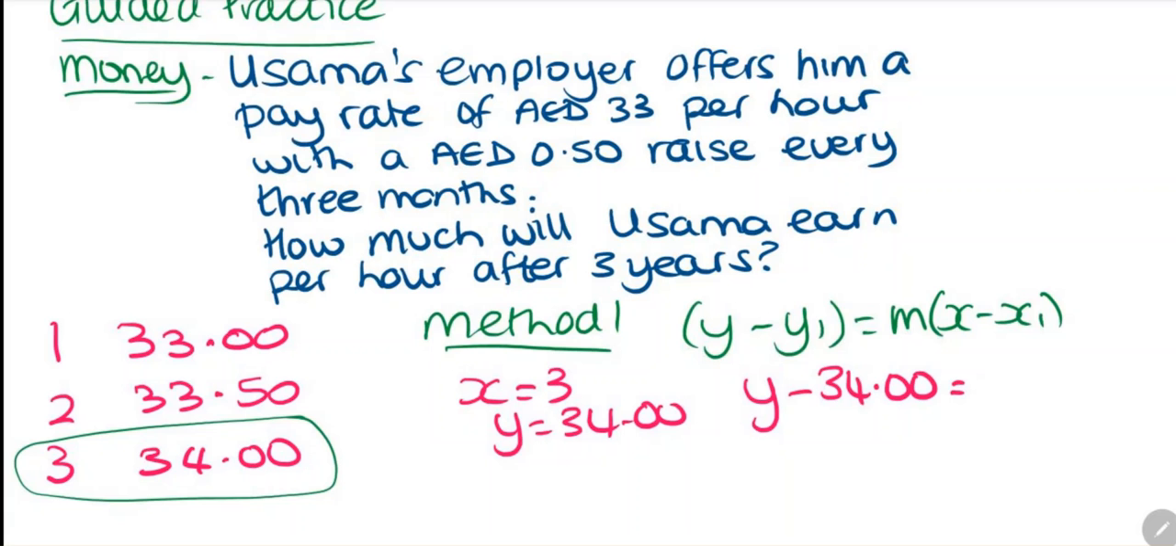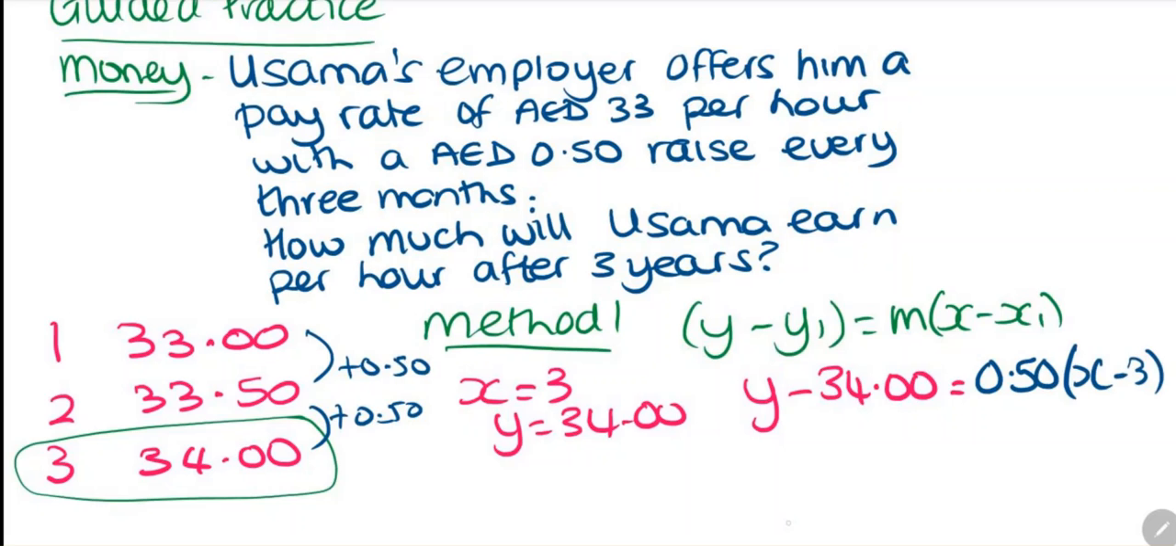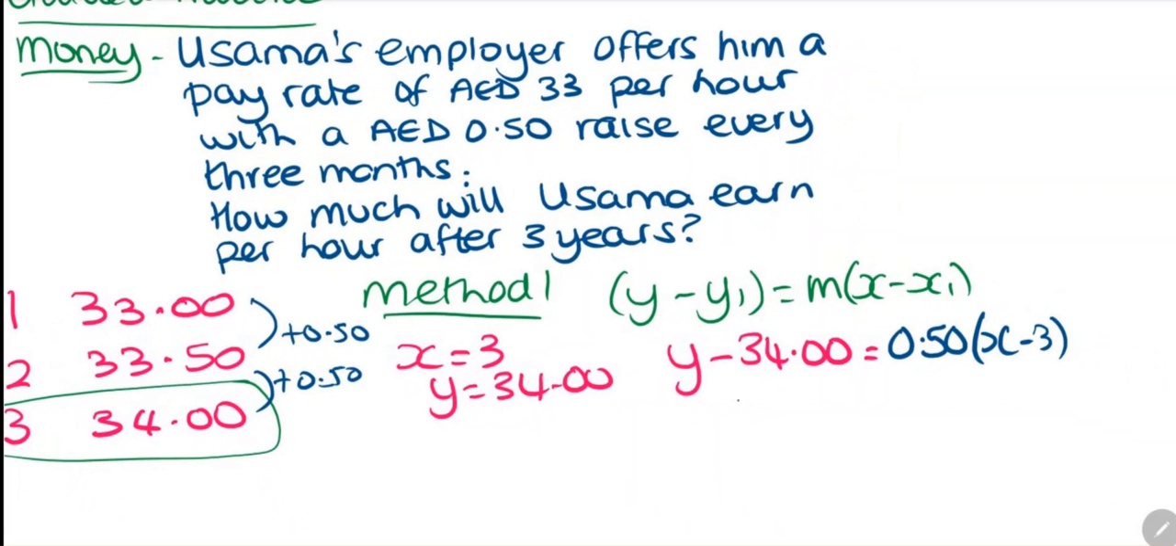And the slope, so we're looking at what the common difference is. So it's plus 0.5 or 0.50. So this is going to be 0.5 times x minus x1, our value is 3. So now I'm just going to rearrange and distribute. So I have half, so this is going to be 0.5x, and I'm going to keep this as money, so it's going to be minus 1.50.